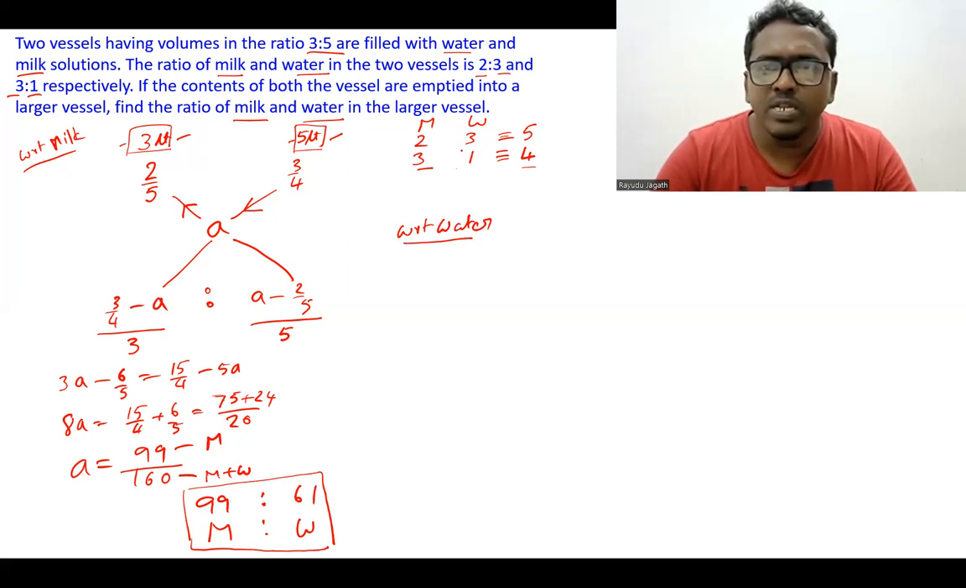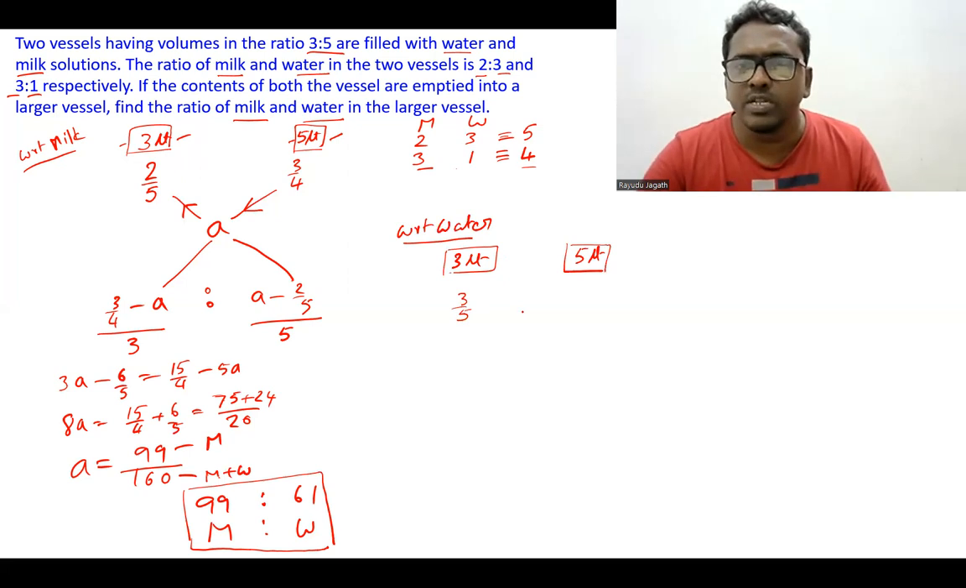In the second case, what is the water content? Again, 3 liters is the mixture here, 5 liters is the content here. And what is the water content in mixture 1? 3 by 5. Total 5 parts, out of which 3 parts are water content. Therefore, I write here 3 by 5. With respect to water, we are doing 3 by 5. 60% of water is here.